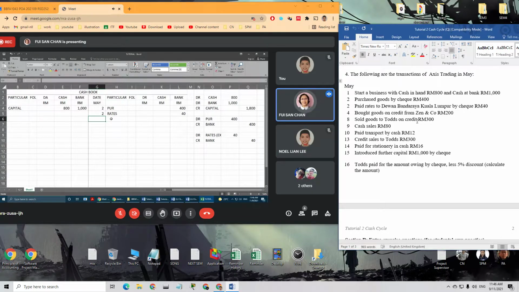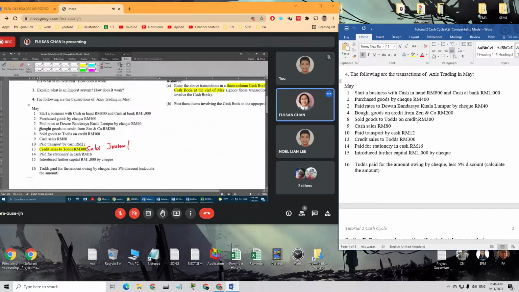The next one is on the fourth of May. Bought goods on credit. Now, bought goods on credit. Are you able to put into your cash book? Got payment or not? Got received money or not? No, right? So this one, we don't put it in the cash book. So where do we put?